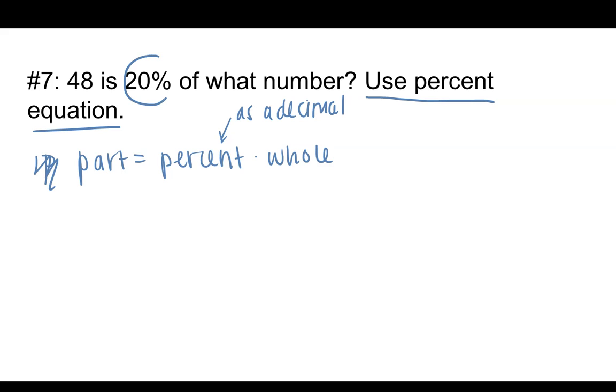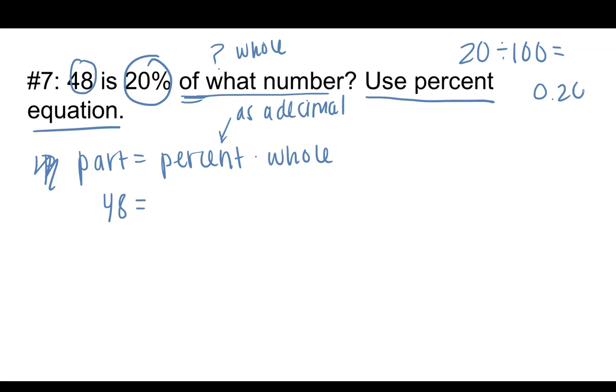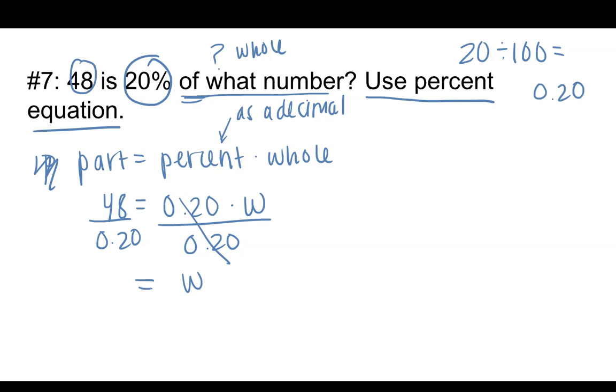Okay? So let's read this. 48 is 20% of what number? So that means we are looking for the whole. We don't know what the whole is, okay? So that means 48 is the part. So I'm going to write 48. My percent is 20%, but we don't just write it as 20%. We have to write it as a decimal. So you can divide it by 100 to get that decimal. You should get 0.20. So I'm going to do 0.20 times my whole. I'm just going to represent it with a W. That'll be my variable. So now to solve for that W, I'm going to divide both sides by 0.2, and I'm going to get W equals, in my calculator, 48 divided by 0.20.